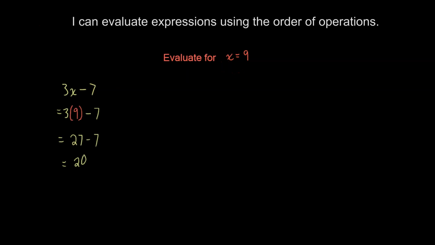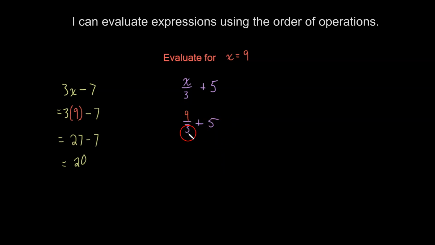Let's look at another example. So I'm given x over 3 plus 5. And over this right here, it looks like a fraction, but that just means divided. That means x divided by 3 plus 5. So instead of writing x, I'm going to write 9 because that's what I'm substituting in for. Okay, 9 over 3 plus 5.